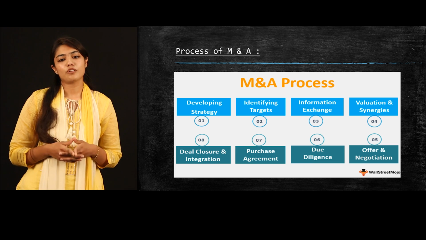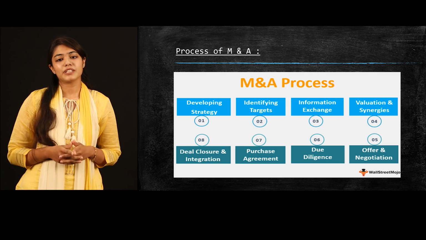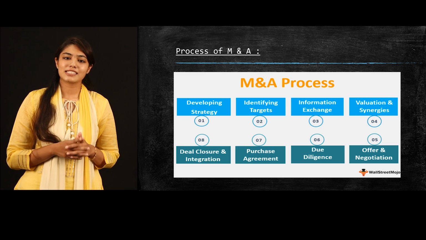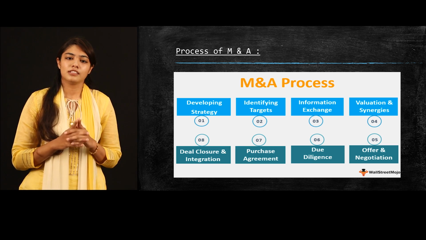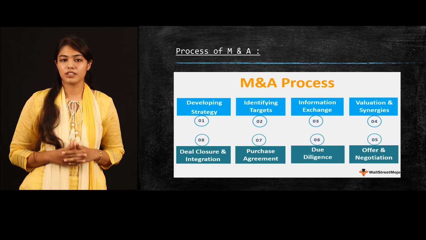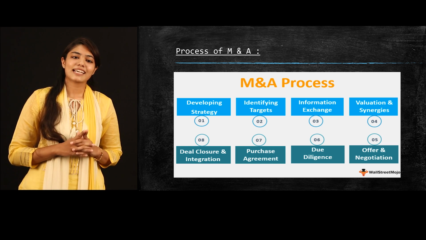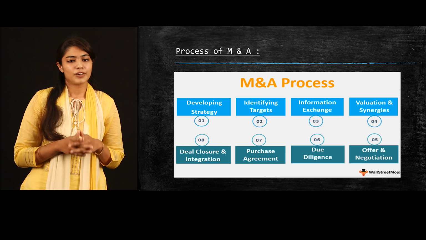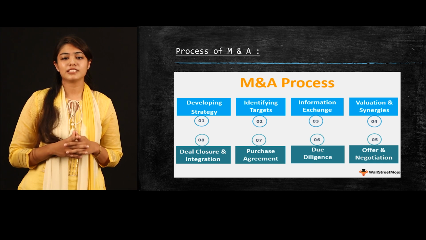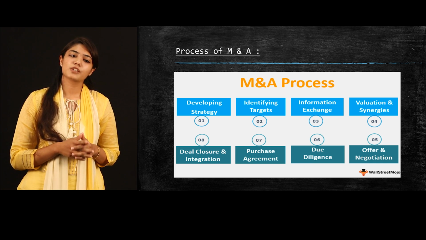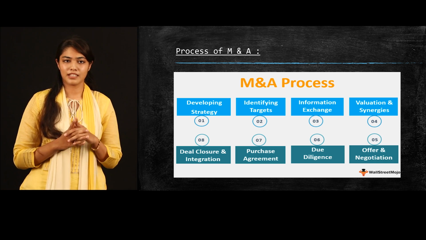The fifth is offer and negotiation, where the company provides an offer to the target company. The sixth step is due diligence. Now due diligence means the proper checking and investigation of the target company. Our seventh step is purchase agreement. Both the companies enter into an agreement in this step, and at last we close the deal.